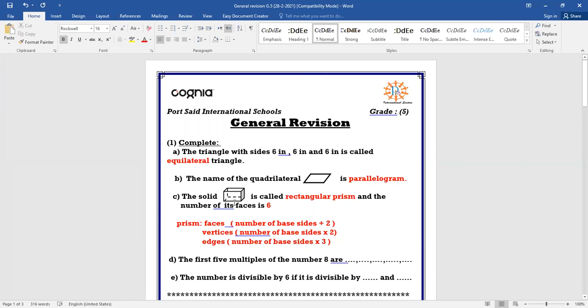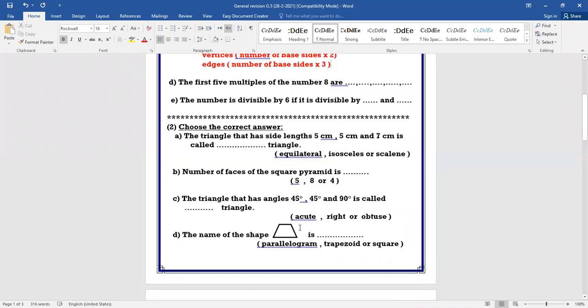For that يا جماعة, here the base is a rectangle and the number of sides in the rectangle is 4. It has 4 sides. For that, to find the number of faces, we add 4 plus 2. 4 plus 2 equals 6. طيب.